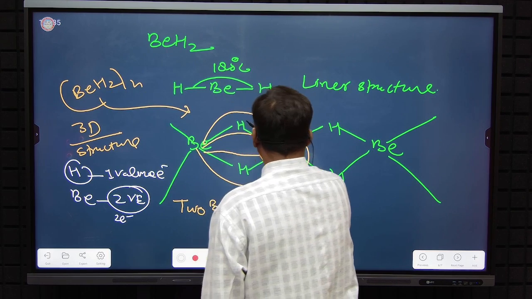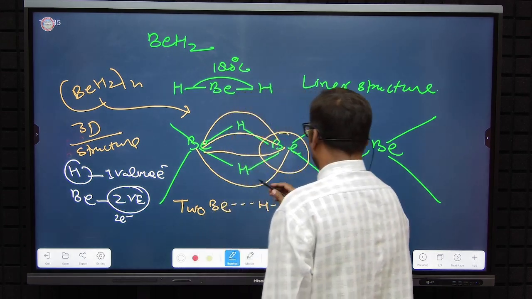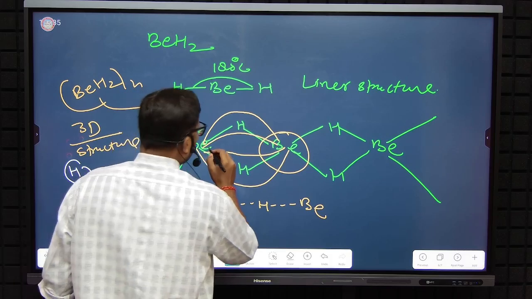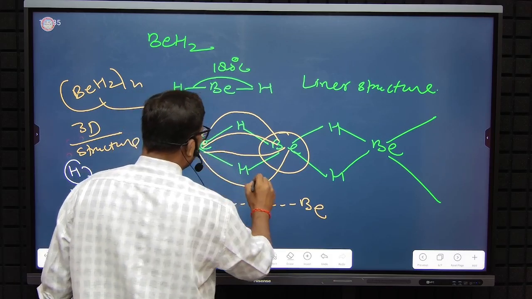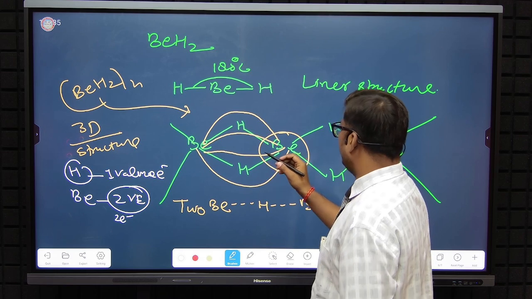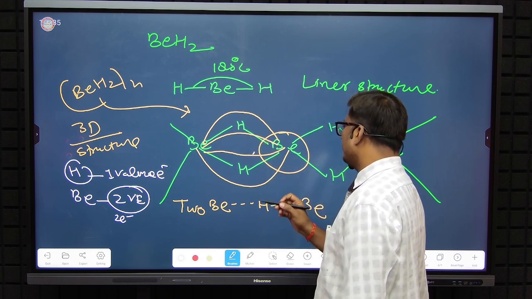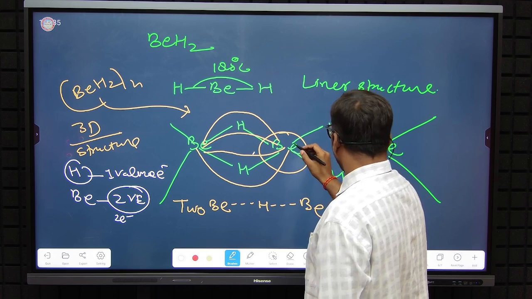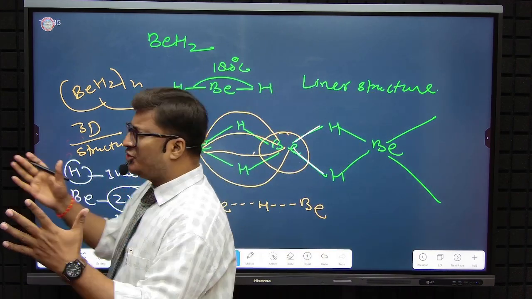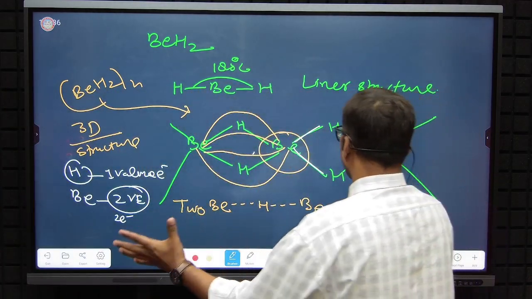So one electron of this hydrogen and one electron of this hydrogen form covalent bonds with this beryllium, right? And the rest of the 2 vacant orbitals, giving rise to electron deficiency, will attract another beryllium hydride, right? So one BeH2 unit will be attracted towards another BeH2 to form a cluster.